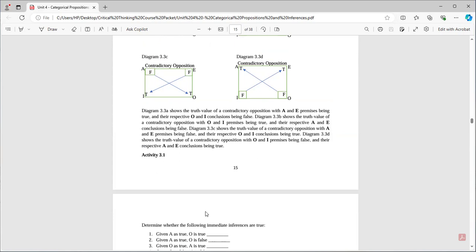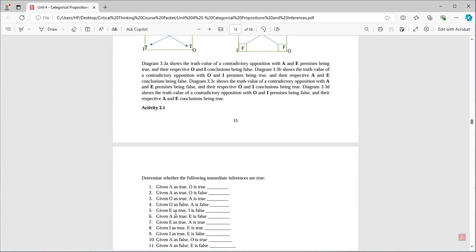So this is how sometimes I set the exam questions. Given A as true, A versus O, that's contrary. If A is true, O cannot be true. So I'm asking you to determine whether these inferences are true or false. So if A is true, and I say my conclusion is true, that's false. It's not valid.